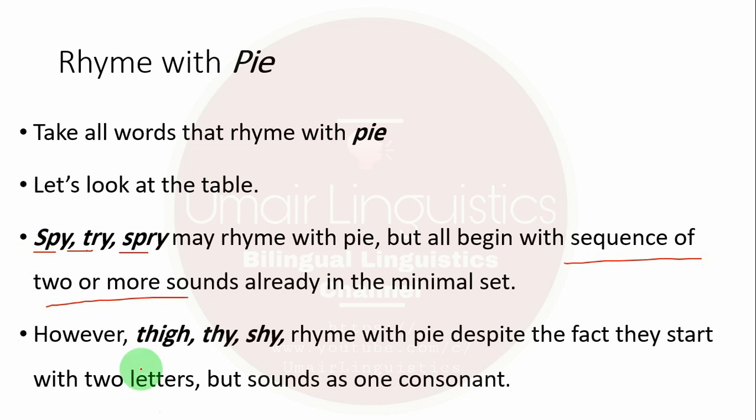However, words like psi, thy, and shy can rhyme with pie, despite the fact that they are also starting with two letters. They are starting with two letters, but they do not sound like two sounds. They sound just like one sound, so they can perfectly rhyme with pie. So psi, thy, and shy.